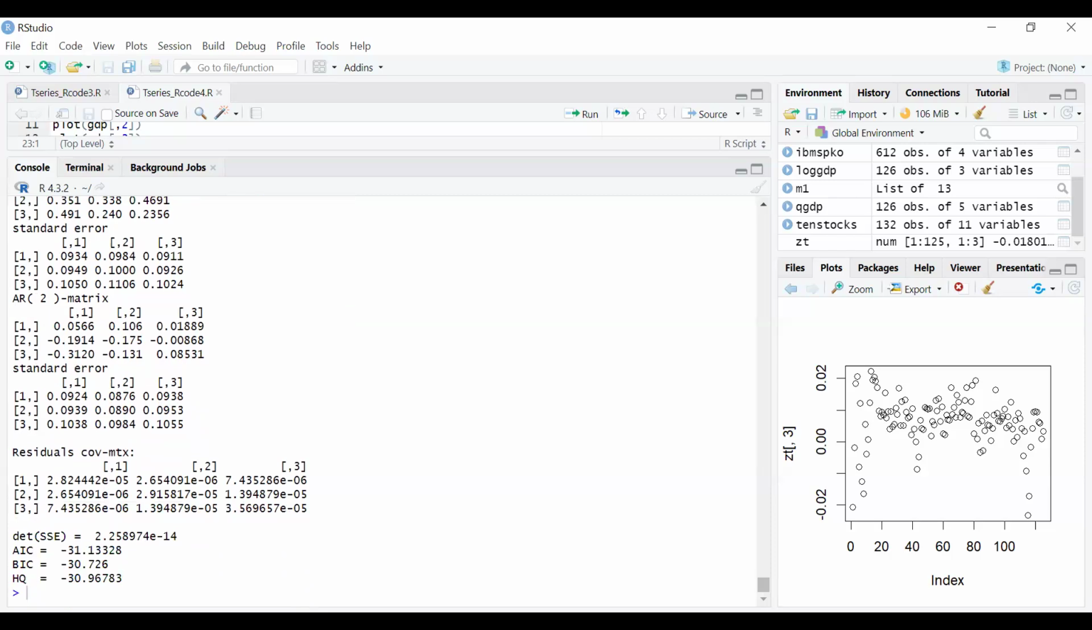And here you will get information on the BIC. That BIC will give you minus 30.726. This is just the BIC for the VAR2 model. Now what one can do is try out a VAR3 model, VAR4 model, VAR5 model. You will try out different models and note down the corresponding BICs. Then based on the smallest BIC, you will select your model. That is the idea. So here we use BIC to select the appropriate order of the VAR model.